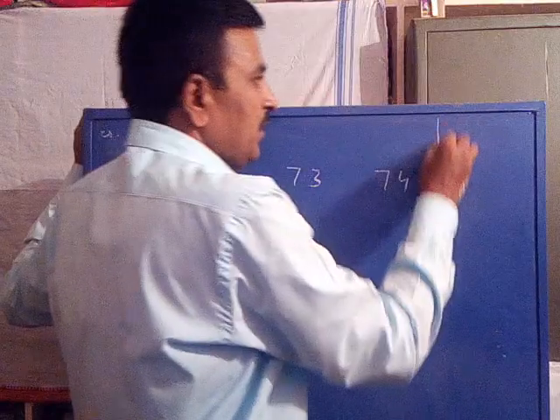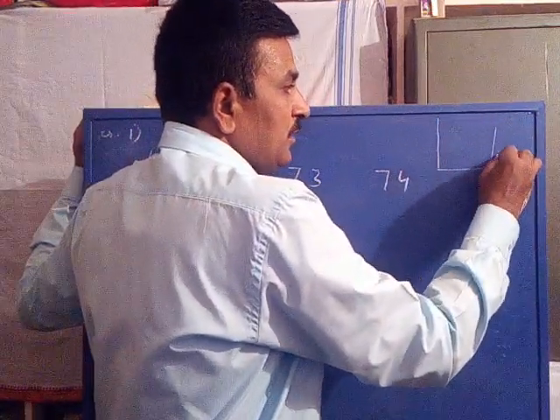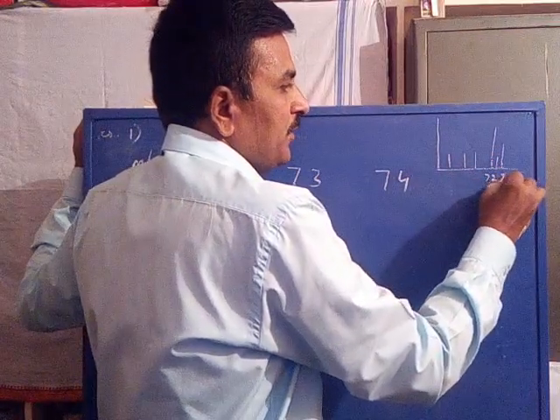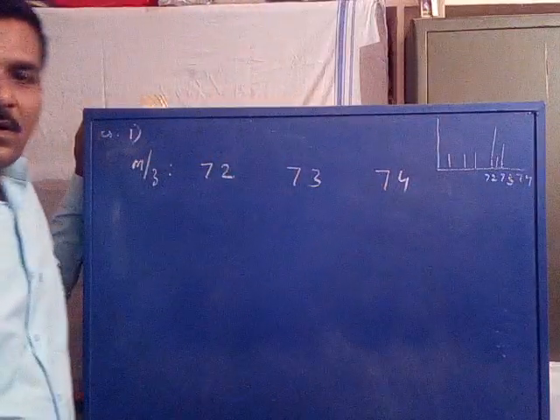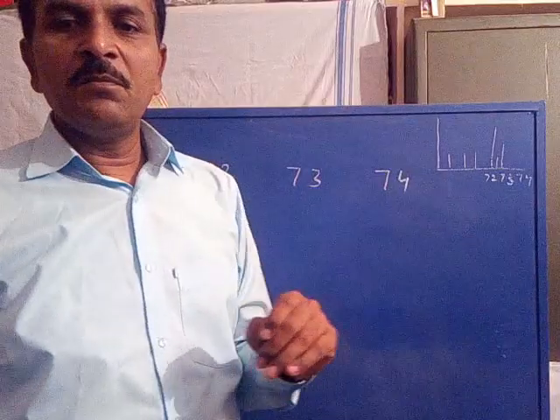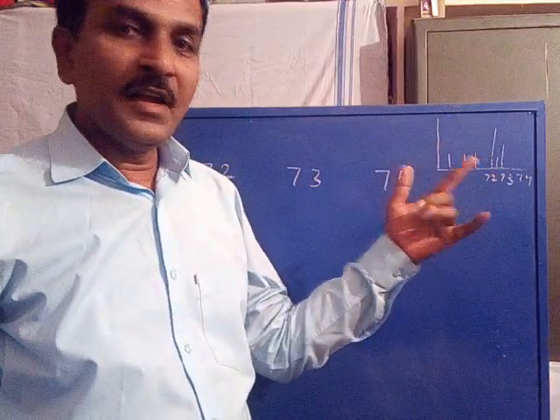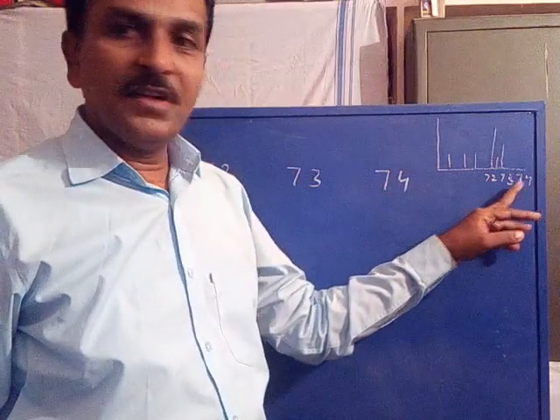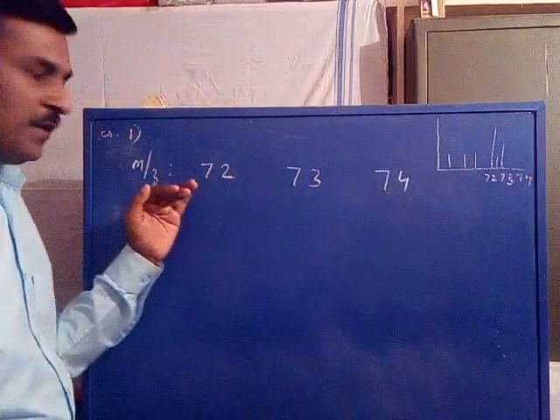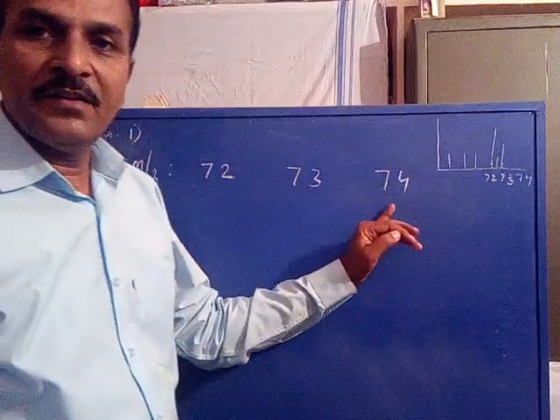spectrum. That is, for example, if this is the spectrum, a 72 signal, 73 signal, 74 signal, like this, 72, 73, 74. Now by observing the spectrum, to determine the molecular formula, first we should select a series of signals at higher m/z value. So I have taken m/z 72, 73 and 74.